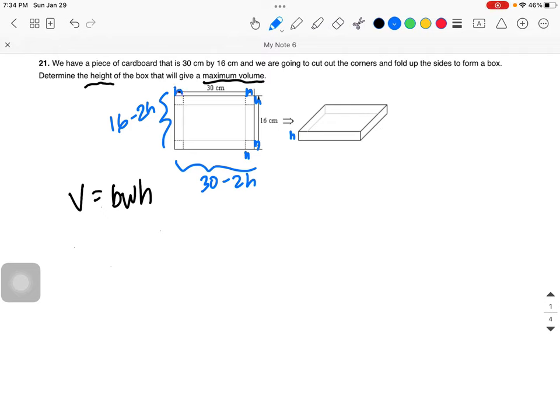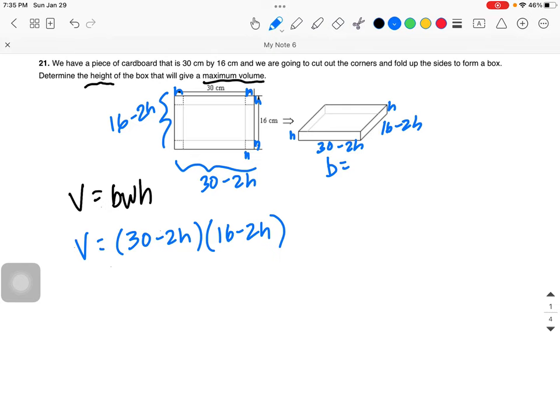Again, a lot easier to see if you actually create this with a piece of paper. So the base, you could think of one of these sides, again, as 16 minus 2h. You can think of another side as 30 minus 2h. And then you can think of the height as h. So the volume is going to be our base times our width times our height.